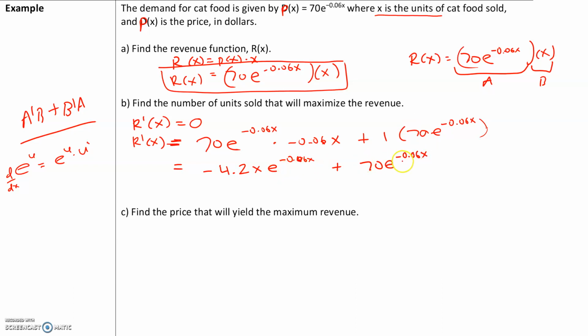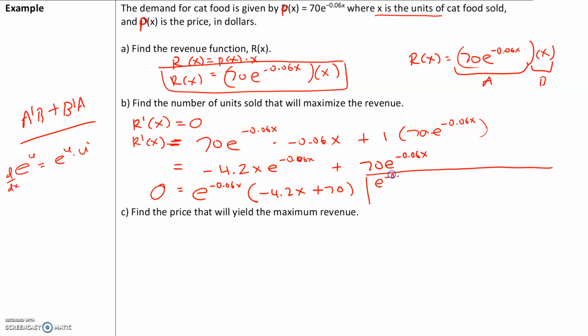Okay, now this has a common factor of e to the negative 0.06x, so we can factor that out. And we're left with negative 4.2x plus 70. Now the thing is that to find the maximum revenue, we have to set the derivative equal to 0. And by the zero product property, either this has to be 0 or this has to be 0. So let me do that over here.